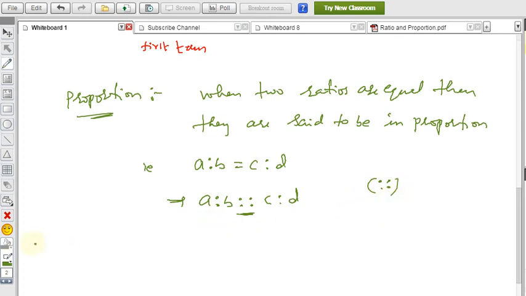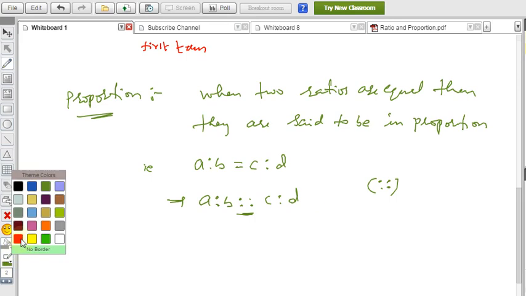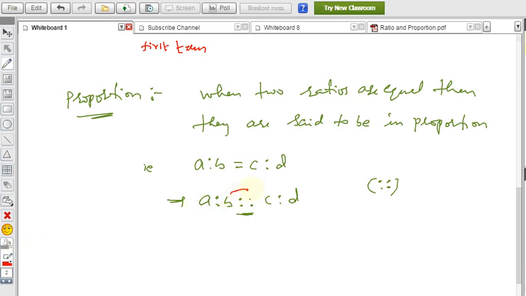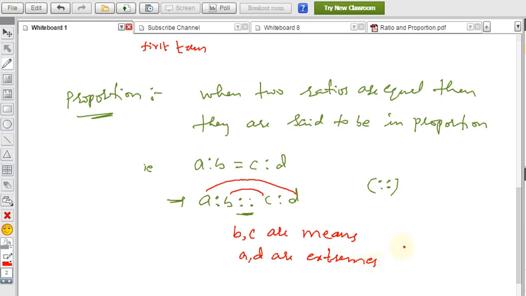Now in A is to B and C is to D, B and C are called the means, and A and D are the extremes. So B, C are the mean terms and A, D are the extremes.